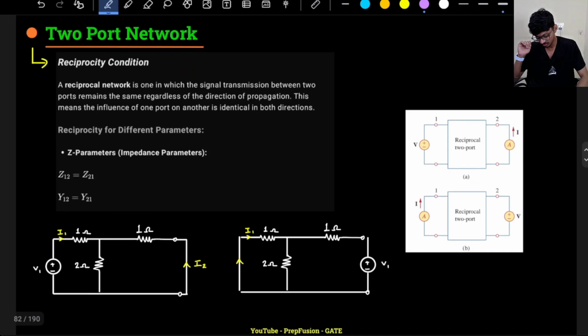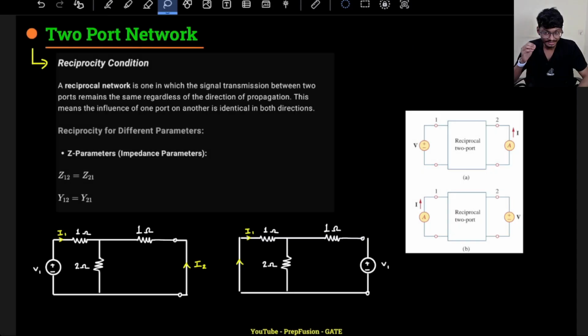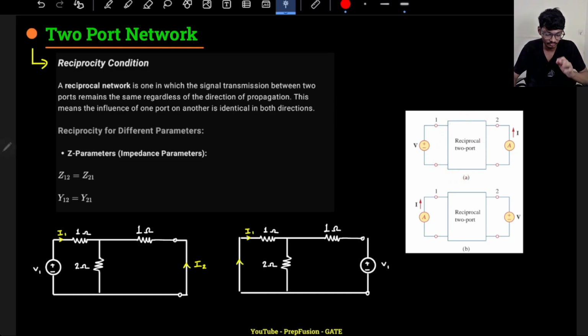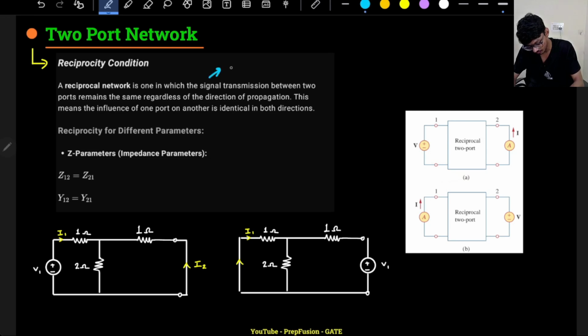So now we will discuss the reciprocity theorem. Let me just drink a bit of water. Now, what is the reciprocity condition? If the network is reciprocal, that means the network follows the reciprocity theorem. So what does the reciprocity theorem say?